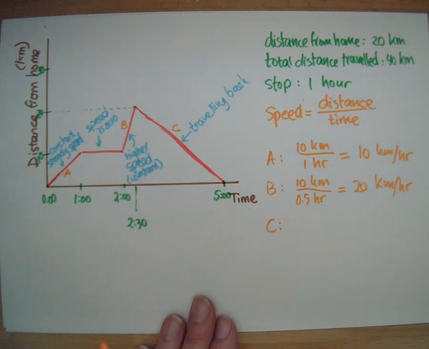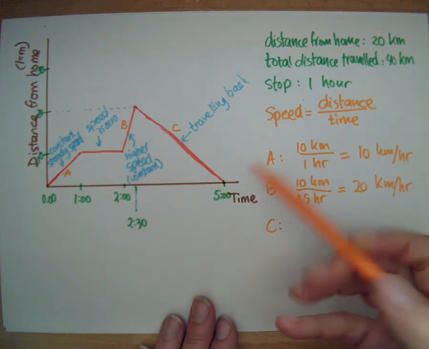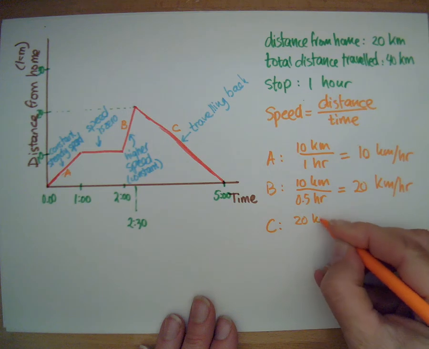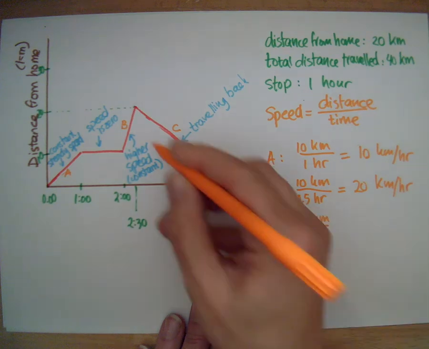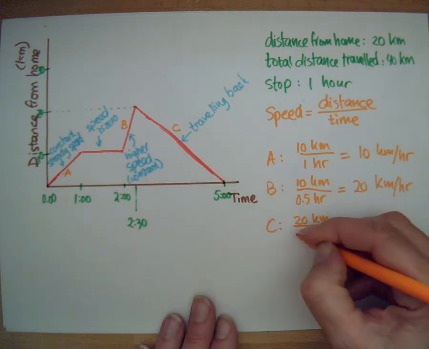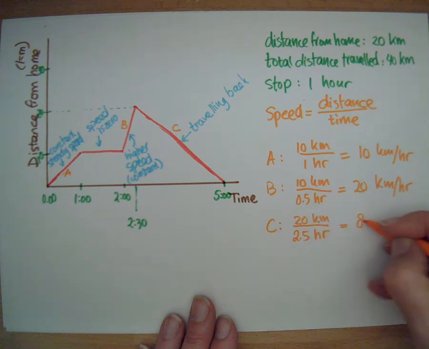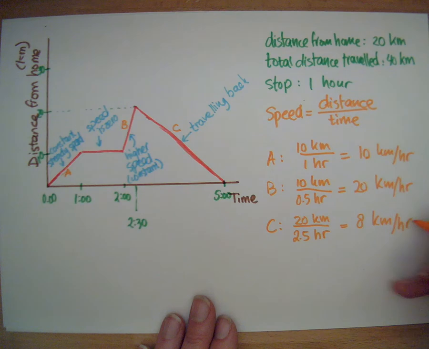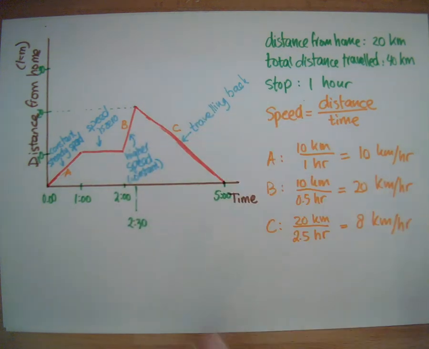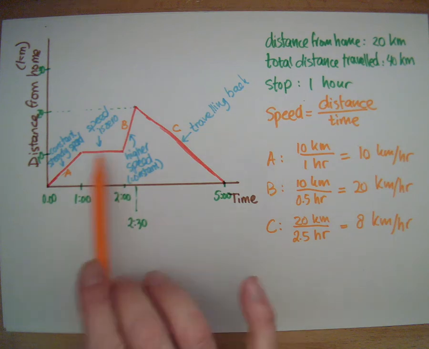C, we traveled backwards, but still, the distance that we covered is 20 kilometers, right? The way back was 20 kilometers long. And how long did it take me to bike that? From 2:30 to 5, that's 2.5 hours, which is 8 kilometers per hour. So we found the speeds for these actually 4 stretches of time. Here our speed was 0.